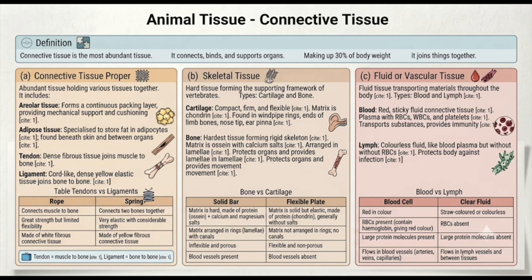Bone forms the rigid endoskeleton, protects organs like the brain, heart, and lungs, serves as a reservoir for calcium and phosphorus, and works as a system of levers for movement.